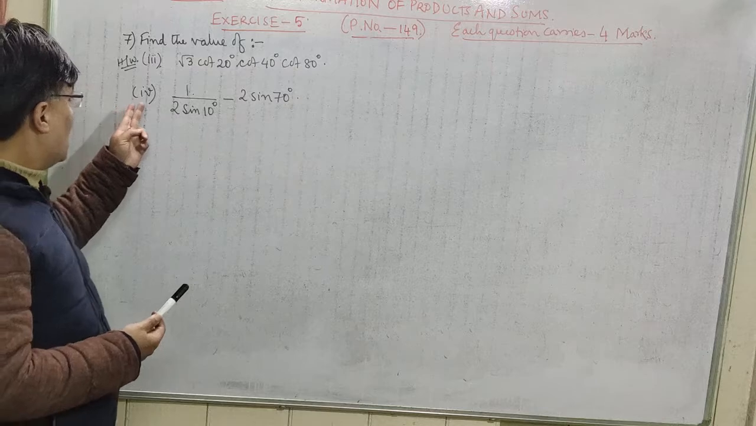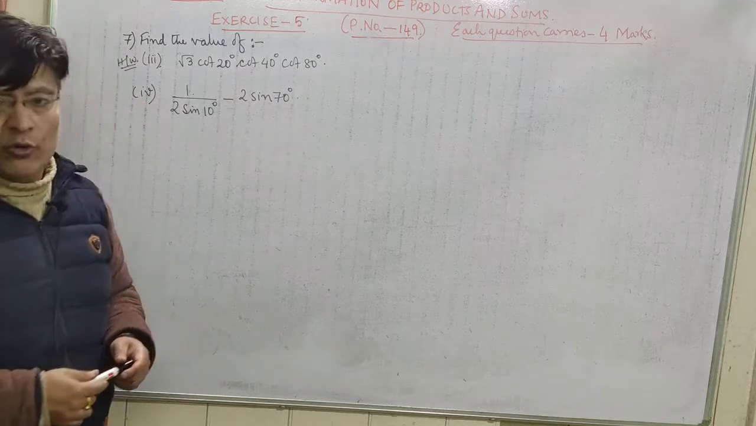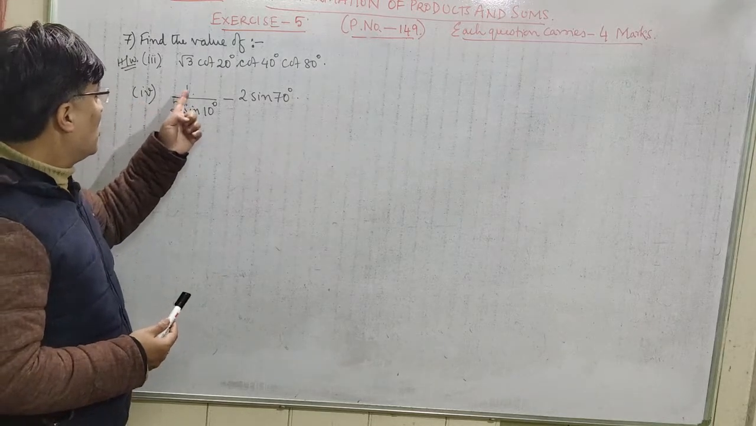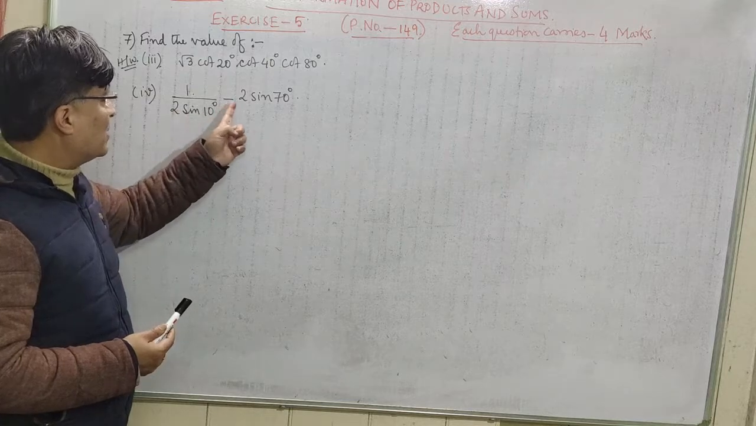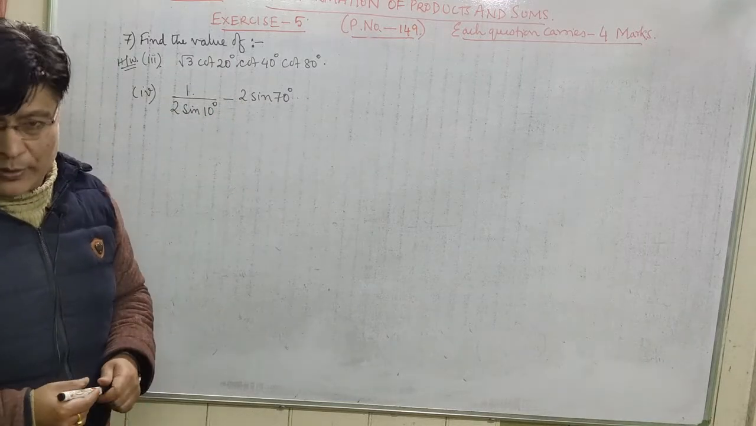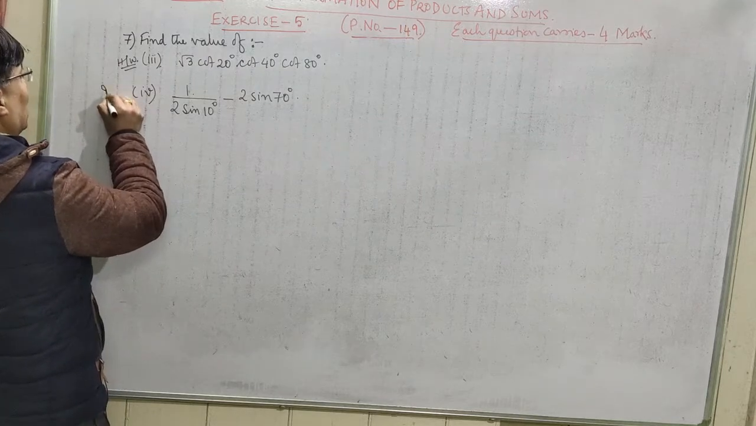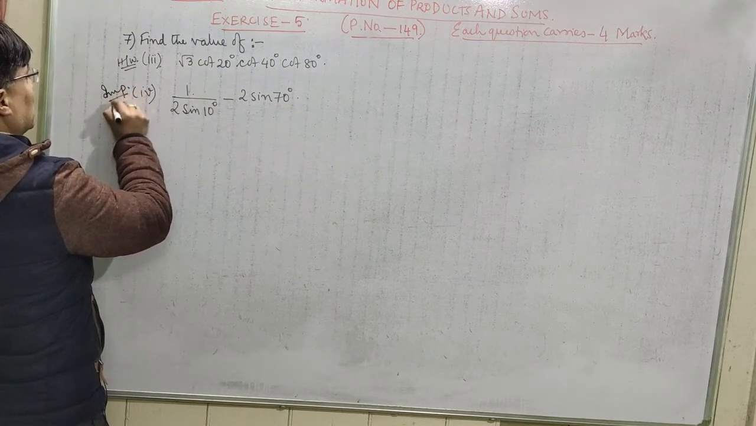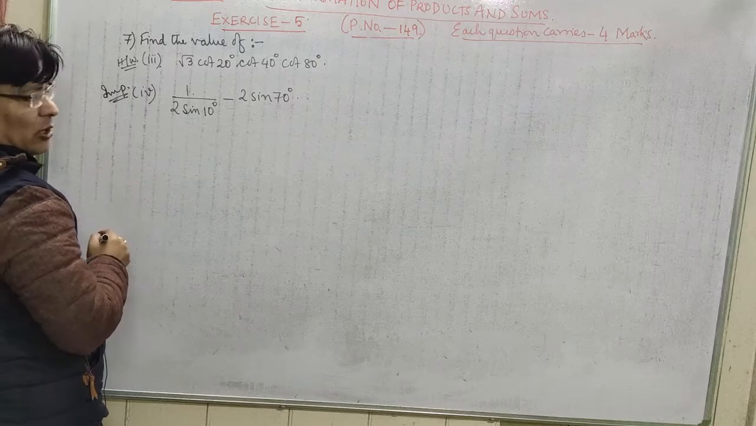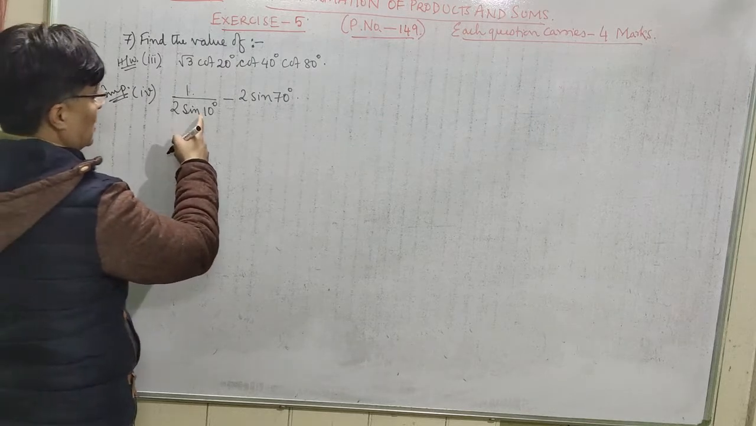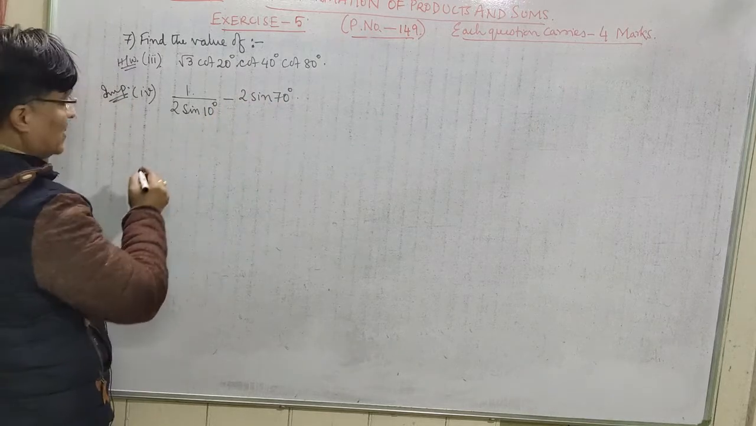Okay, so let's do this question number 4. You have to find out the value of 1 upon 2 sin 10 degree minus 2 sin 70 degree. You have to find out the value of this expression. This question is also very, very important, right? You can mark it. So let's do this question now. These are not the standard angles, right?